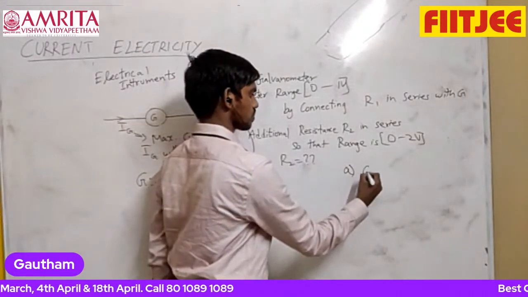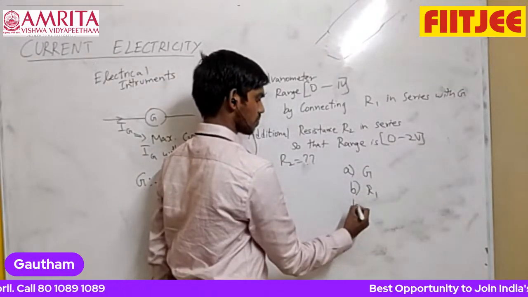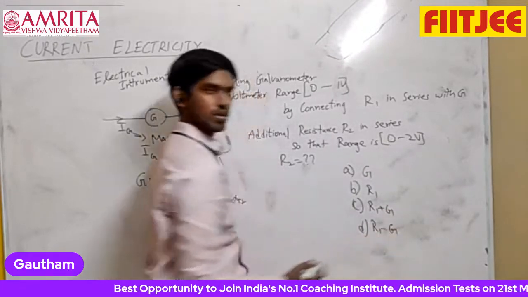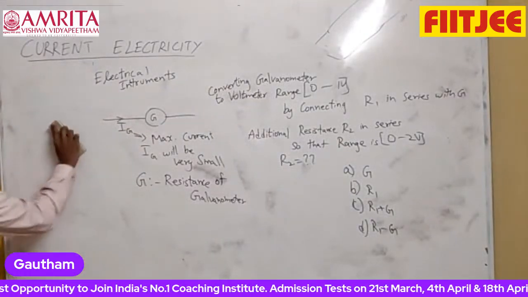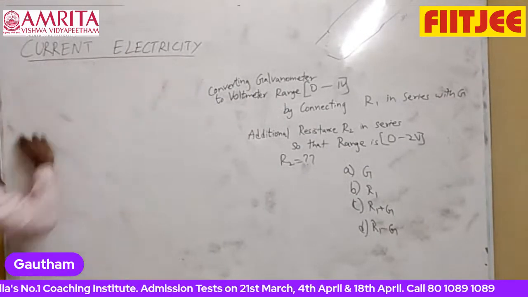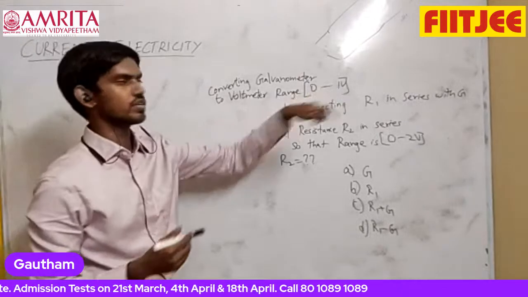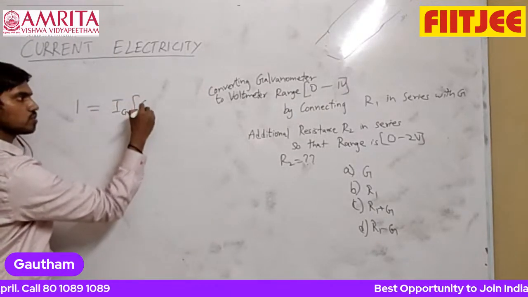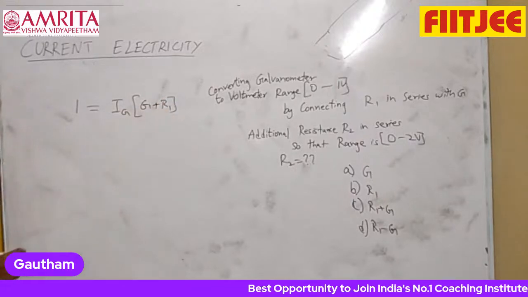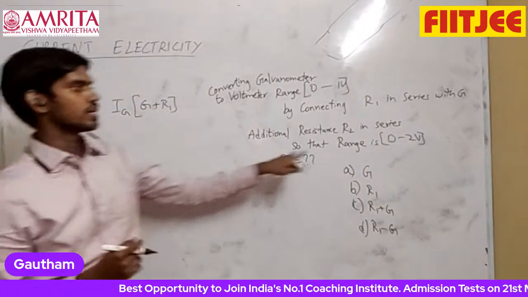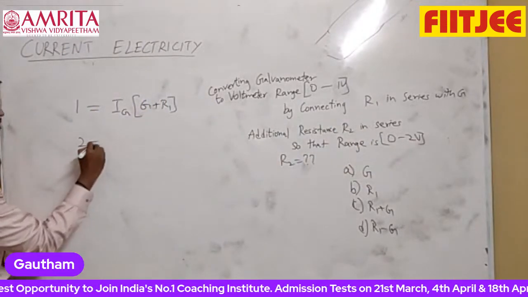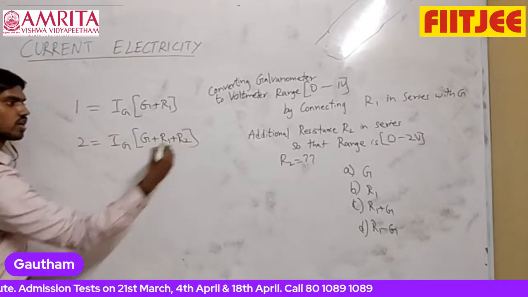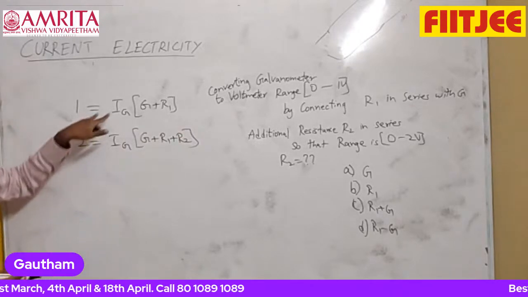So how to approach this? Just write the general equation for converting this. So 0 to 1 volt means maximum voltage. 1 volt is equal to the current through the galvanometer into G plus R1. This is the first equation. The second equation: range is 2 volt means maximum voltage is equal to the current through the galvanometer into, apart from R1, we are connecting one more resistance in series, R2. So how to find R2? Compare these two equations.